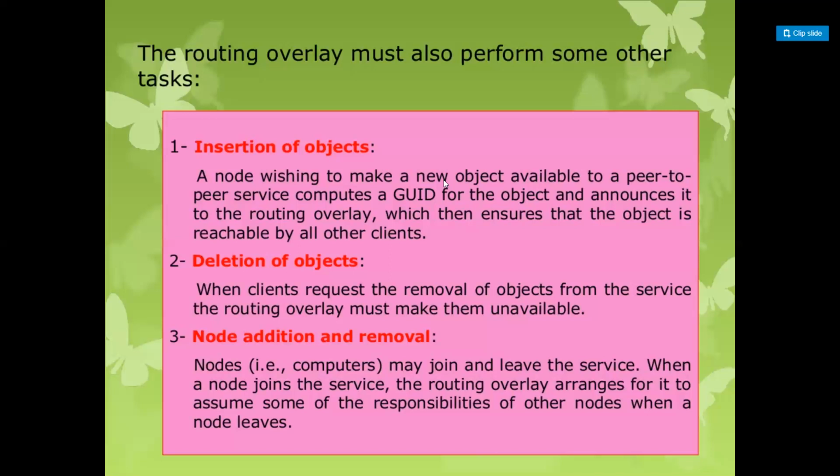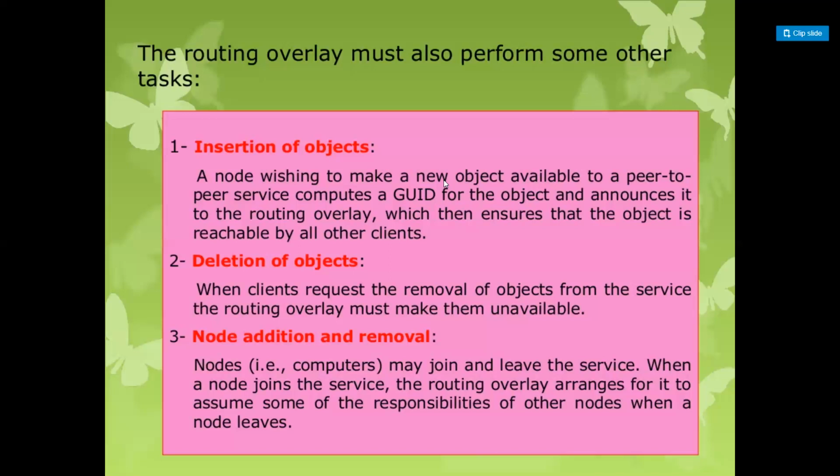Deletion of objects. Here, the client requests the removal of an object from the service. The routing overlay must make it unavailable. Upon the client request, the routing overlay must take action against the object, and it will be unavailable.